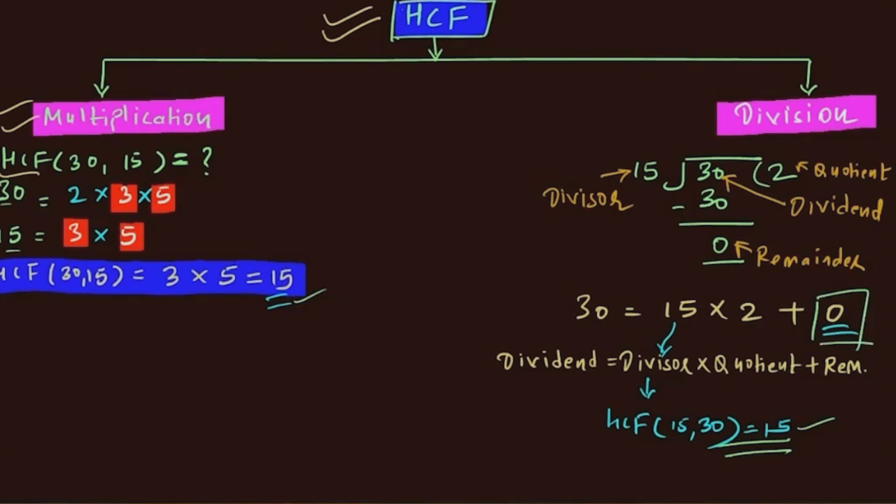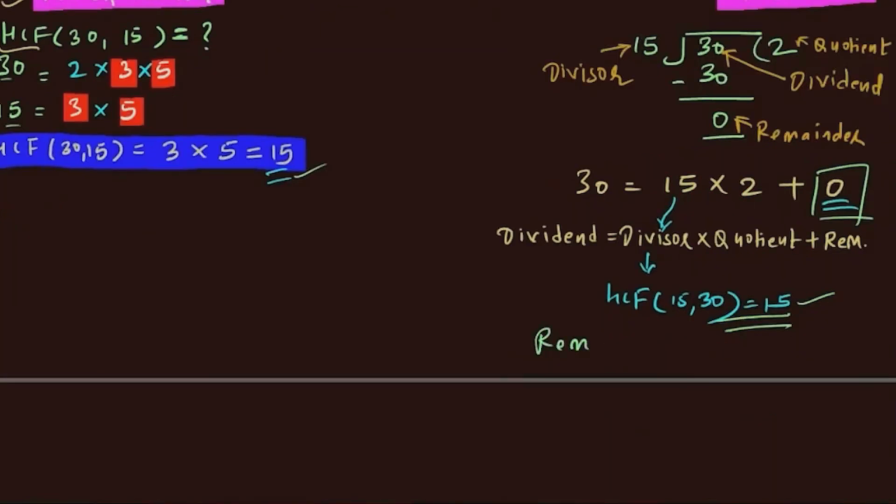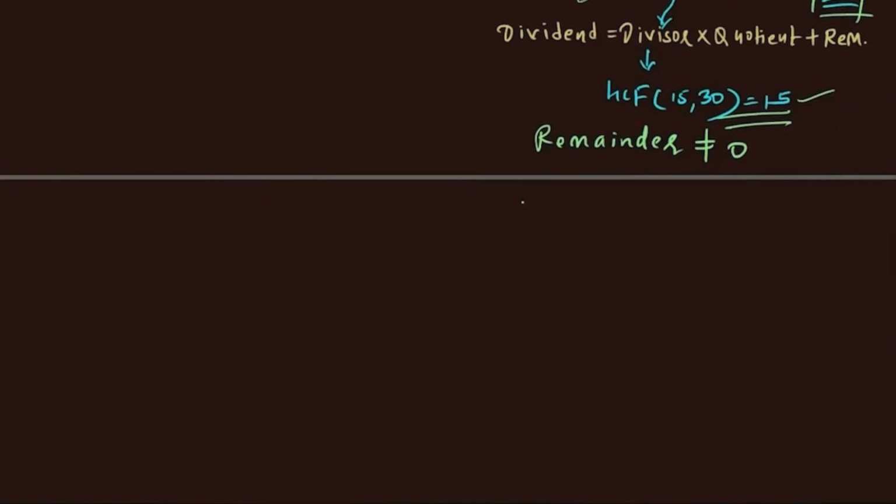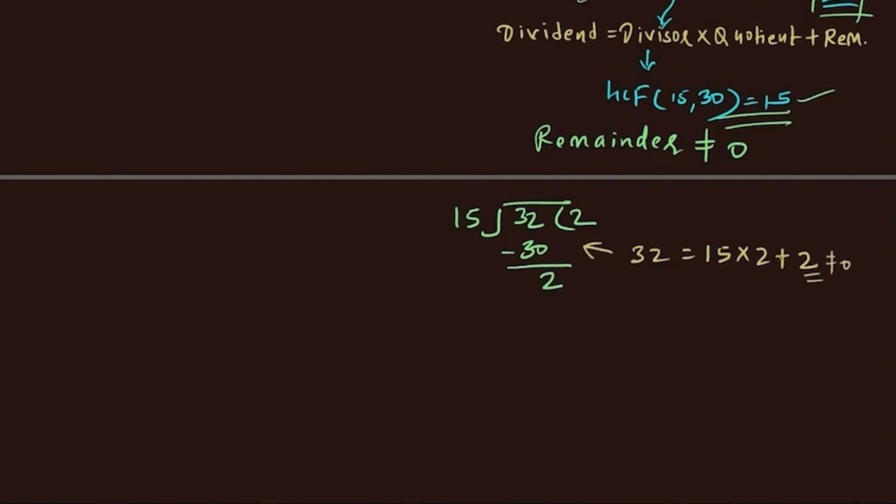But this was the case when the remainder was equal to 0. But now what if the remainder is not equal to 0? So let's say instead of dividing 30 by 15, we divide 32 by 15. We now get the remainder 2, which is not equal to 0. So we can now write 32 as 15 into 2 plus 2. Dividend is equal to divisor into quotient plus remainder.